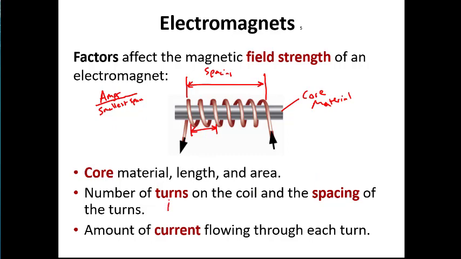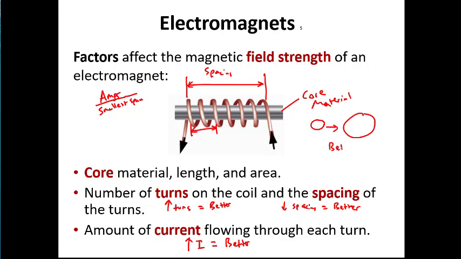So if I increase the turns, that's going to be a better magnet. If I decrease the spacing, but keep everything else the same, that's going to be a better magnet. If I increase the current, that's going to be a better magnet. If I make the core material's diameter bigger, so we start off with this and go to a bigger diameter, that's going to be better. So this would be increasing the cross-sectional area. That's going to be better.